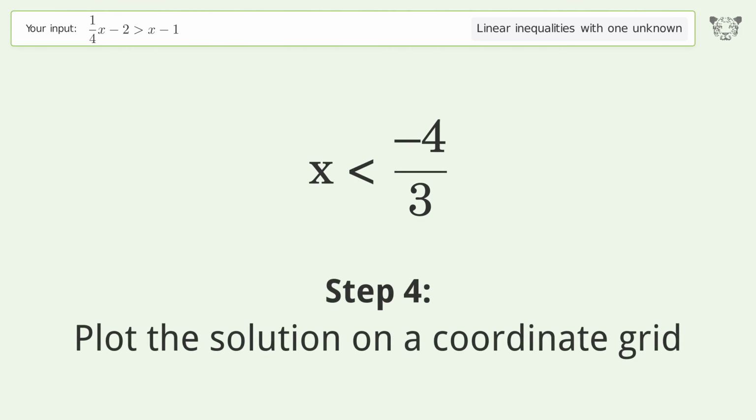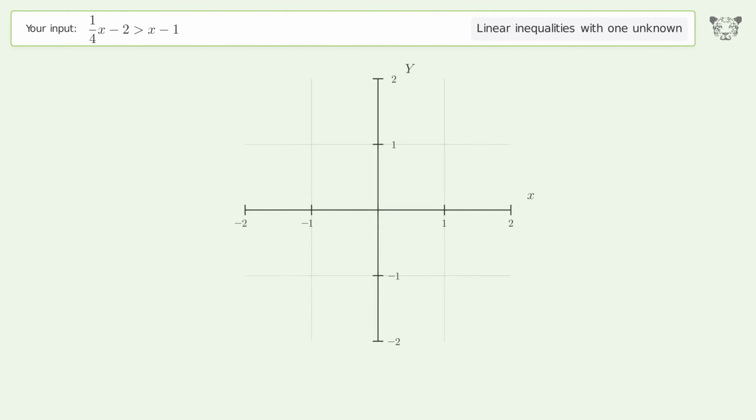Plot the solution on a coordinate grid. And so the final result is x smaller than -4/3, smaller than -11/3.